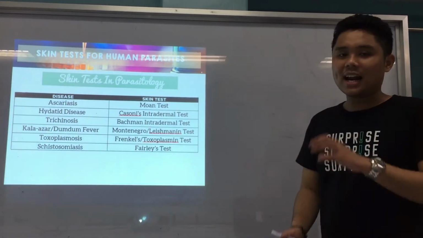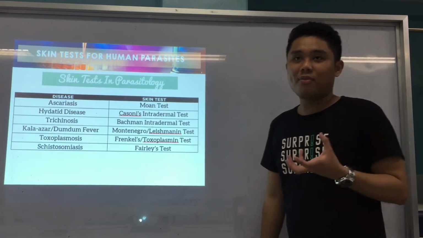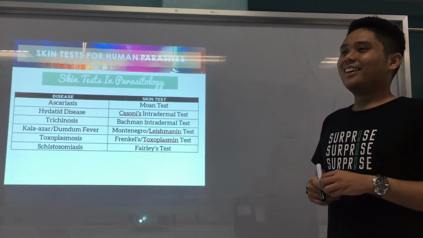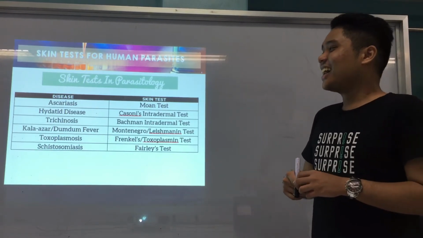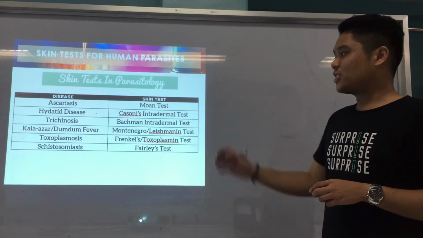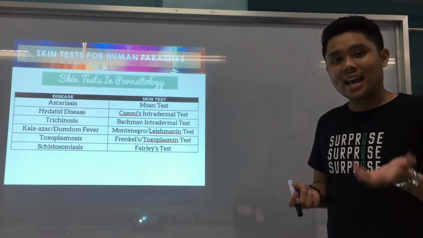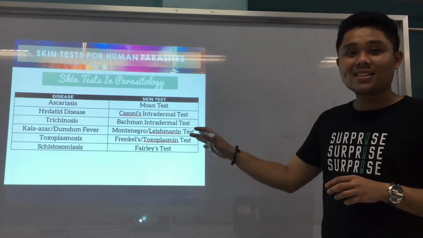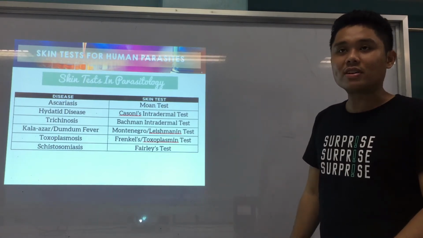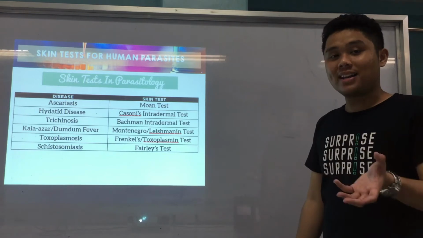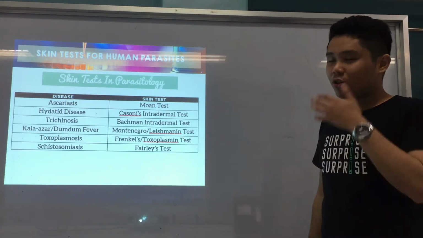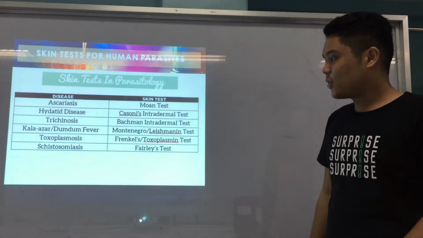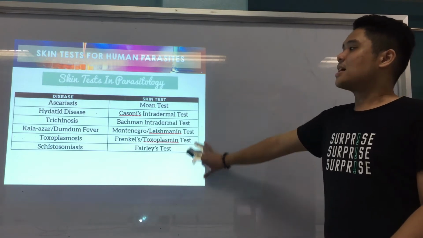What you need to emphasize is the names of the tests for the different diseases. For ascariasis, you have the Mohn test. For hydatid disease, the Casoni's intradermal test. Trichinosis or trichinellosis, caused by Trichinella spiralis, the Bachmann intradermal test. Kala-azar, or Dumdum fever, you recall in our Leishmania donovani lecture, the Montenegro or Leishmanin skin test. Toxoplasmosis, the Frenkel's or Toxoplasmin test. And for schistosomiasis, you have Fairley's test. So you need to memorize these.